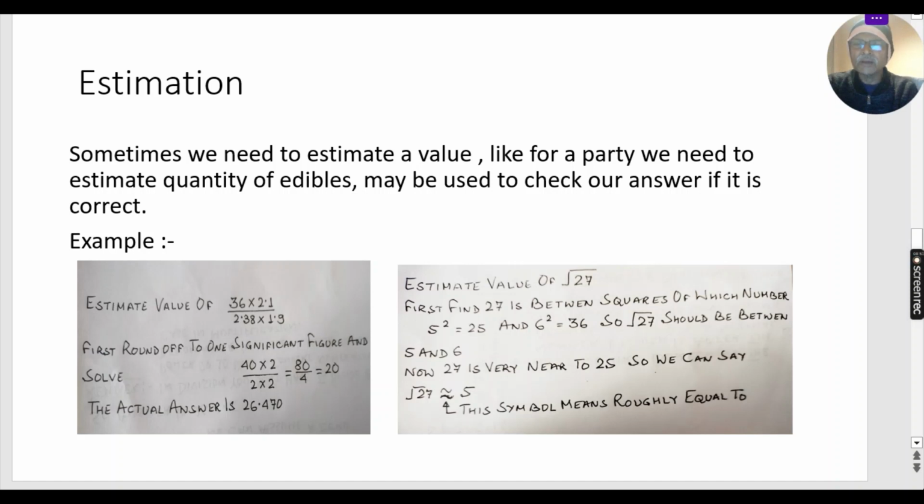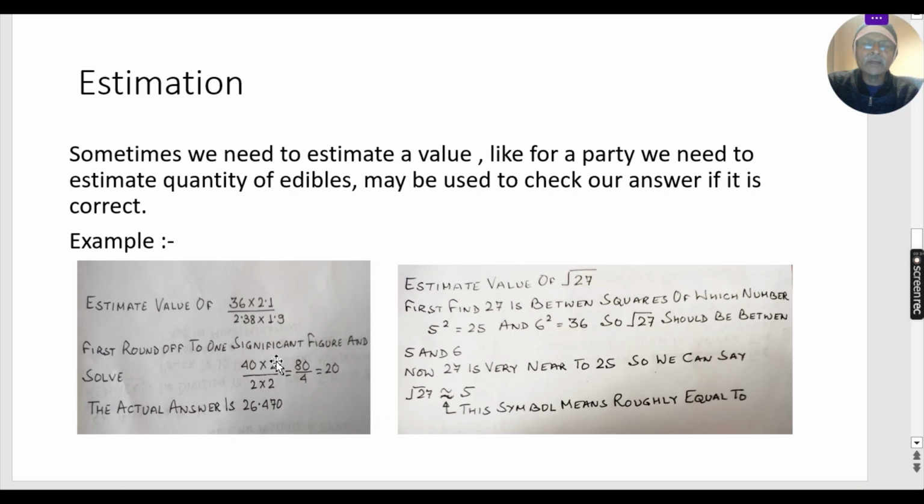So I'll give you 2 examples. One, let us estimate the value of 36 multiplied by 2.1 divided by 2.38 multiplied by 1.9. So here, first of all, for estimation purposes, we round off all the figures to the nearest 1 digit. So 36 will become 40, 2.1 will be 2, 2.38 will be 2, 1.9 will be 2. And we solve this. 40 into 2 is 80, 2 into 2 is 4. That means my estimate is 20.